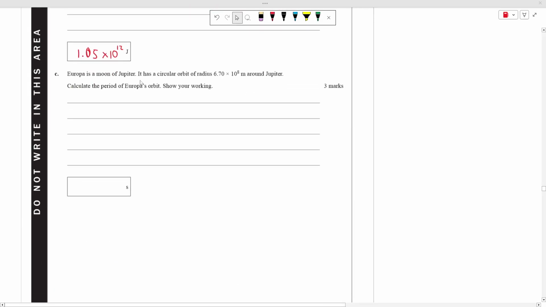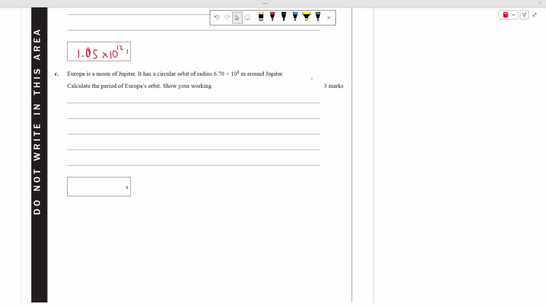Look at C. I didn't realize there was part C. Part C, Europa is a moon of Jupiter. It has a circular orbit of radius this around Jupiter. Calculate the period of Europa's orbit. Okay, so the formula that you should have on your cheat sheet is, what is it going to be?